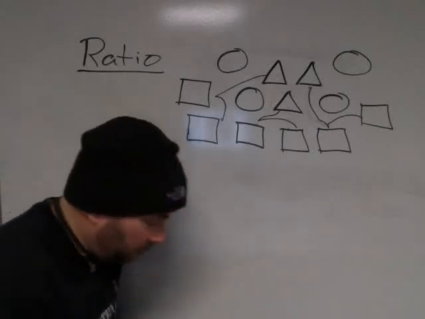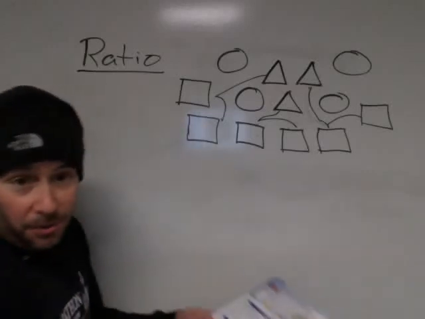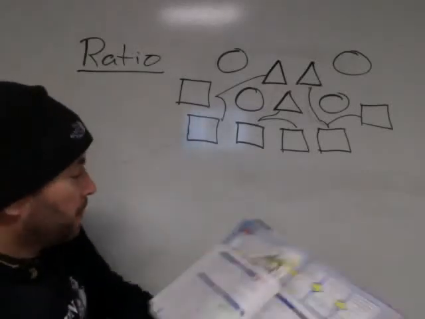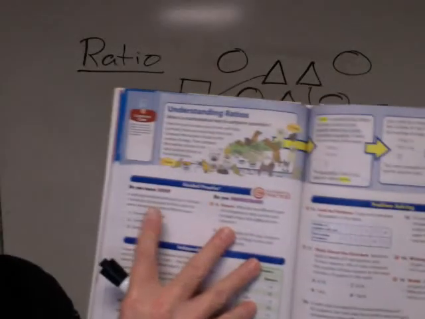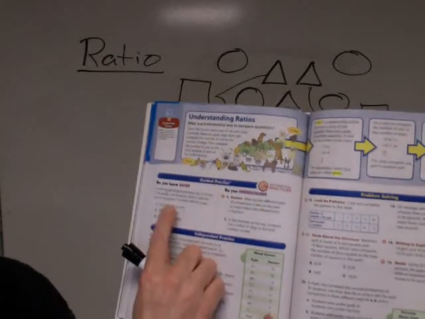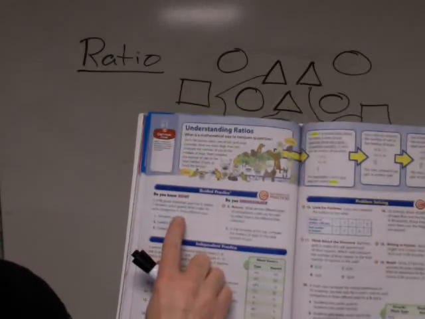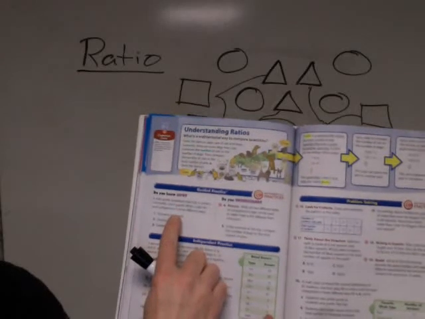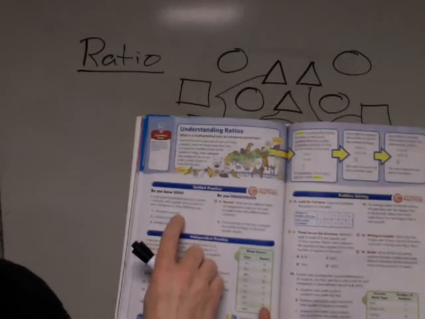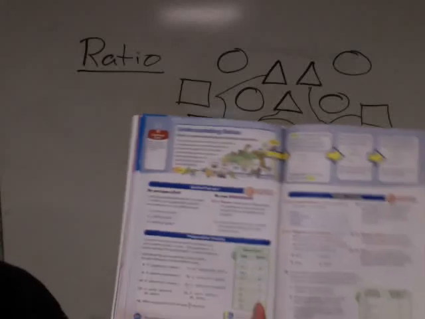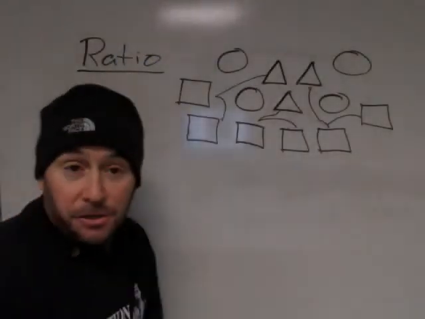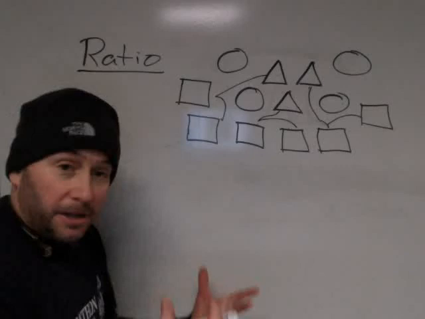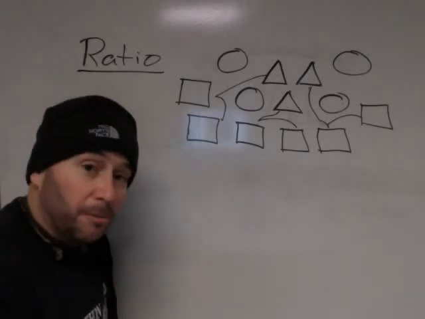So let's take a look at what we have here in the book and actually try a practice problem or two. Let's go with this practice problem right here. It says, a 6th grade basketball team has 3 centers, 5 forwards, and 6 guards. Write a ratio for each comparison in 3 different ways. Why don't you go ahead and pause the video, and I'll set up and get ready while you work out the problem.